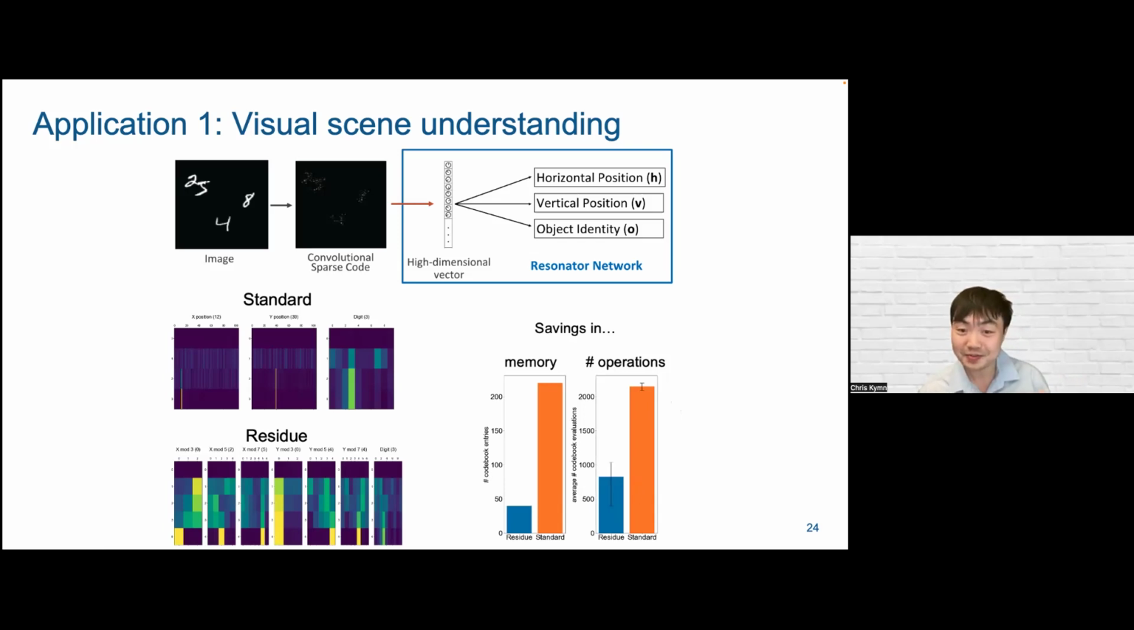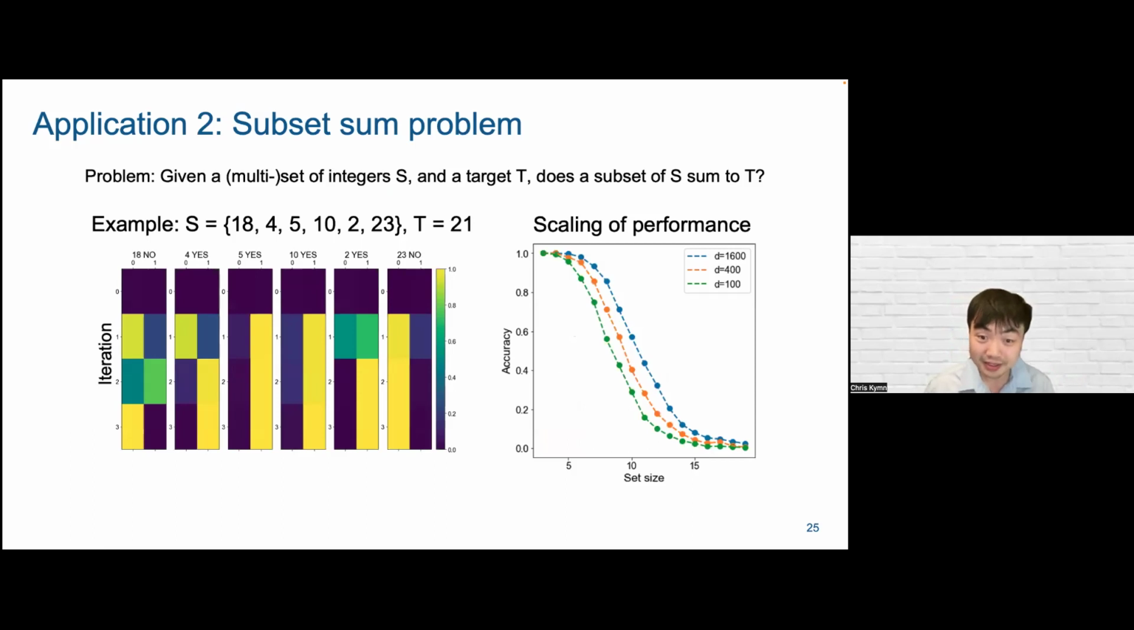So this leads to the second application, which is the subset sum problem. This is another case where you can use a resonator network to solve this sort of problem. The aim is to say you have some multiset of integers. Let's call this set S. The multiset just means that a particular element could appear more than once in this set. And then you also have a target sum, an integer t. The question is: does there exist a subset of S that sums to t?